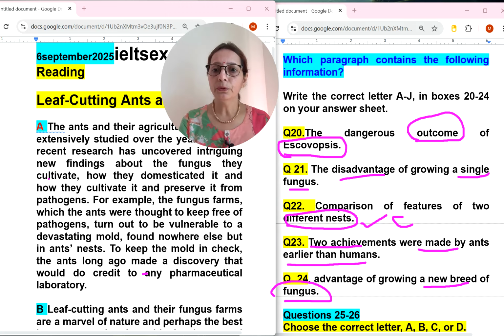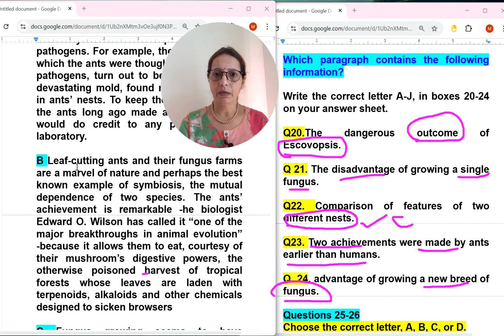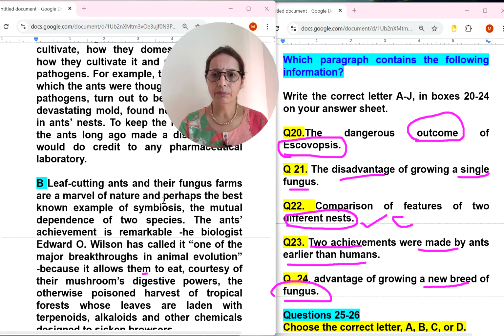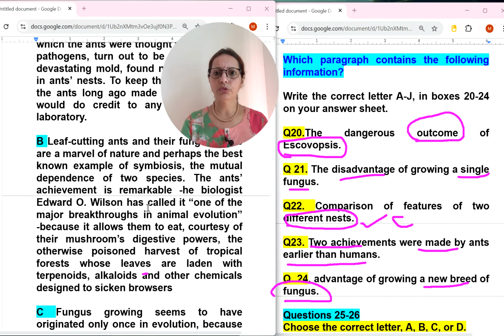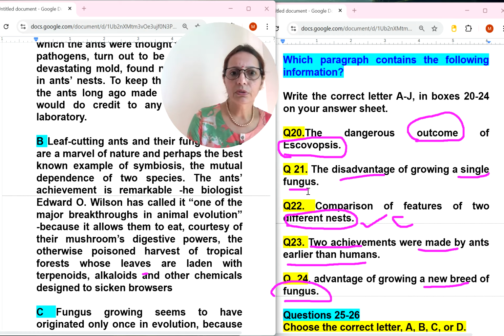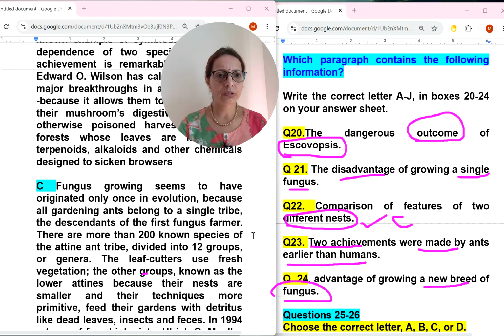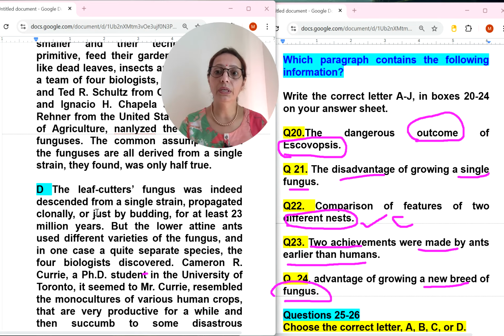So let's move to this B number paragraph. Leaf cutting ants and their fungus are a marvel of nature. Perhaps the best known example of this, a mutual dependence of two species. Mutual dependence of two species. The ant's achievement is remarkable. The biologist animal, because it the two achievements were made by ants than human. Okay, I don't think so they are talking about this thing. So C already we have selected. Let's move to D number paragraph.